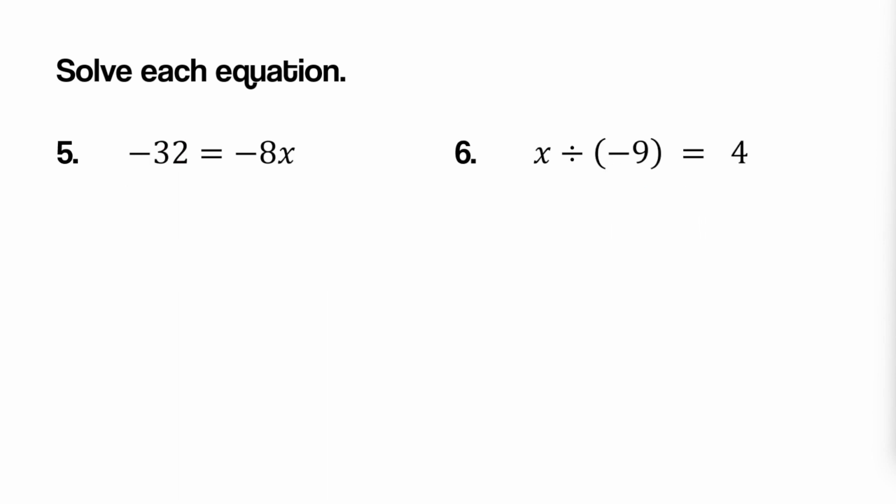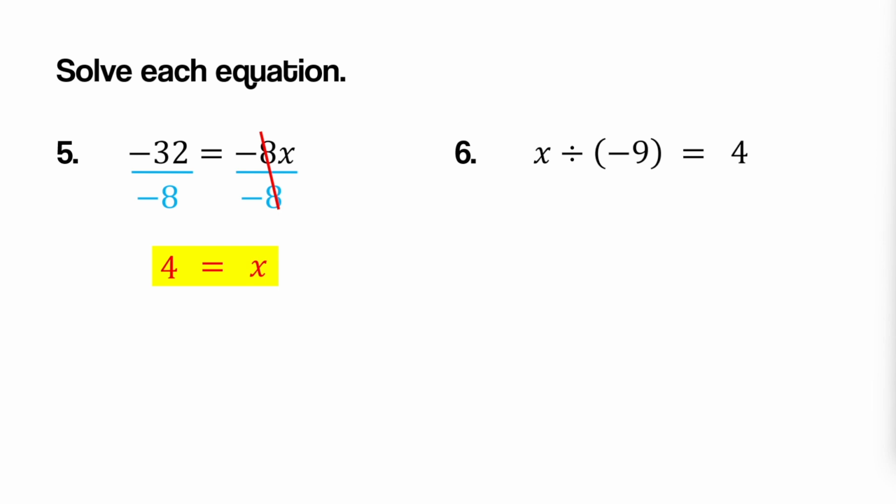In this case, x is multiplied by negative 8. Undo that by dividing both sides by negative 8, canceling them out, and we're left with just x on the right. On the left, divide negative 32 by negative 8, which results in positive 4.